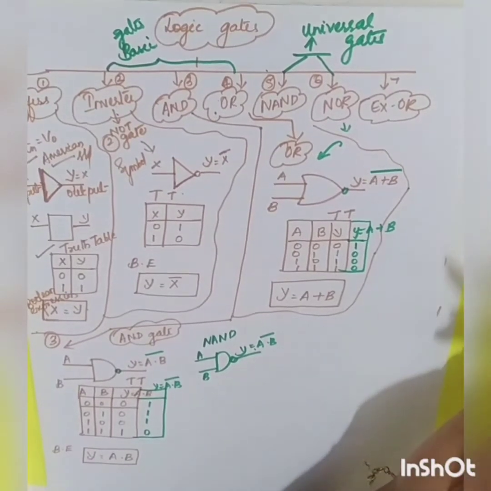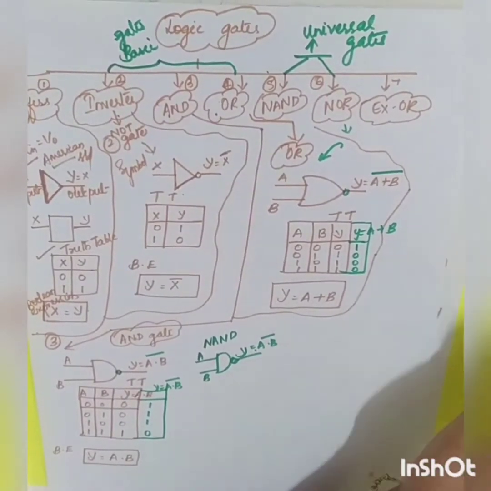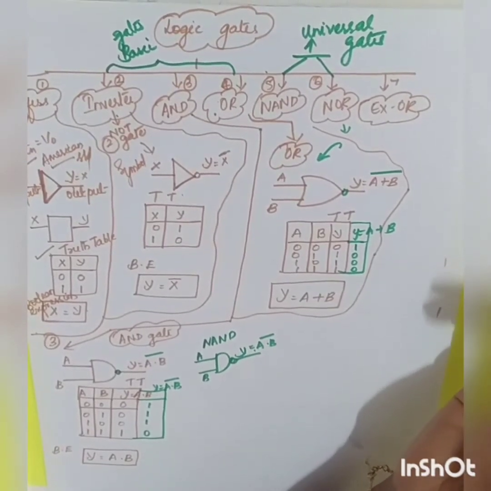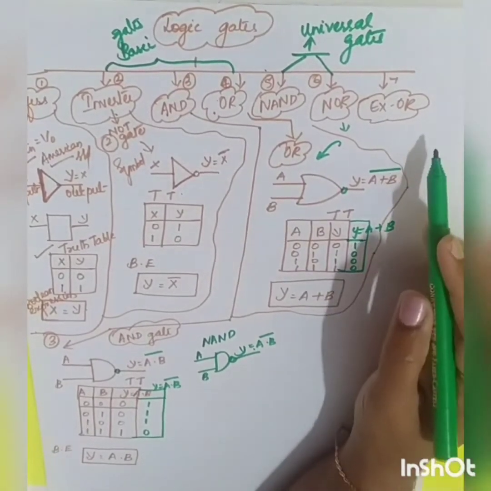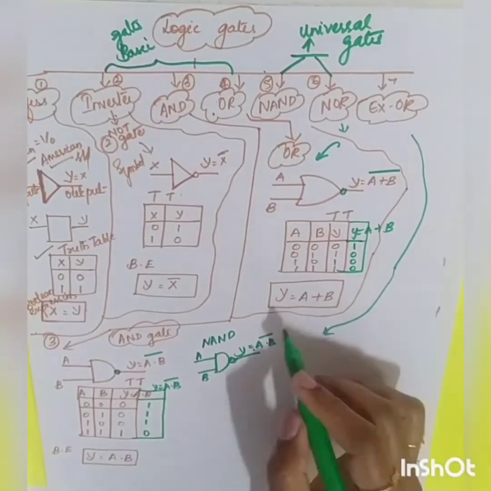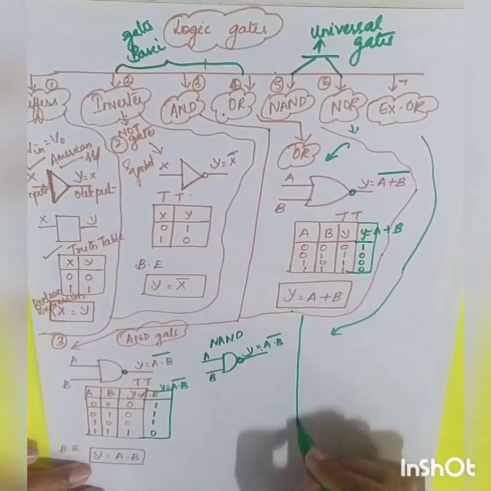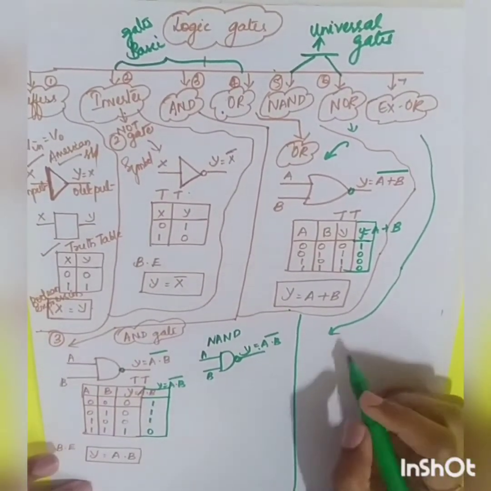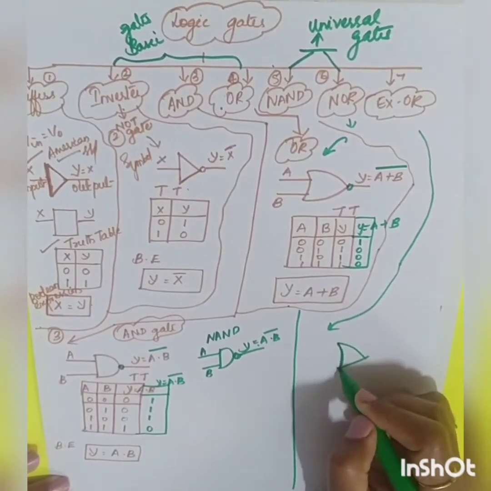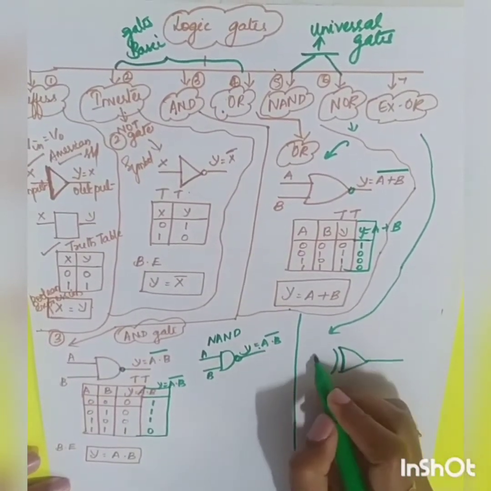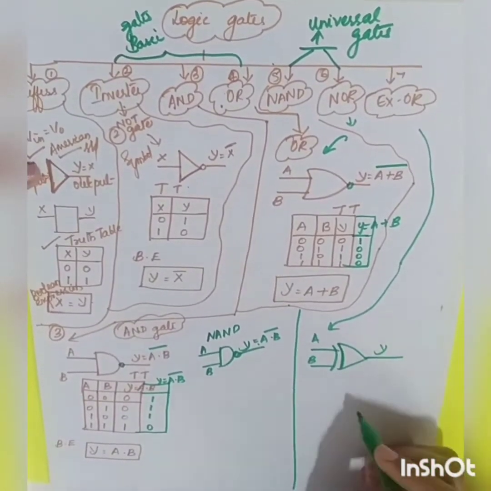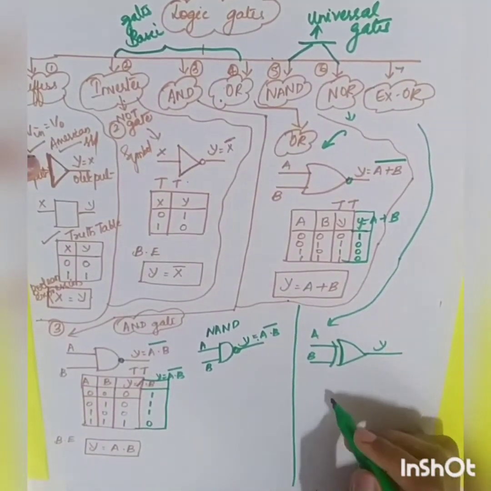Now the last one is going to be your XOR gate. There are some exceptional gates: one is your XOR and the other is XNOR. Here in your syllabus, you are going to study only your XOR gate. So the symbol of your XOR gate is just similar to the OR gate, and you add one more curve just like this. A, B, and the output Y. So this is the symbol of your XOR gate.